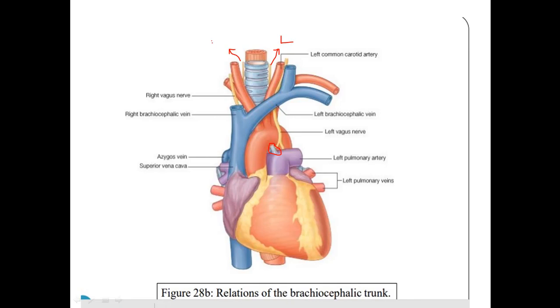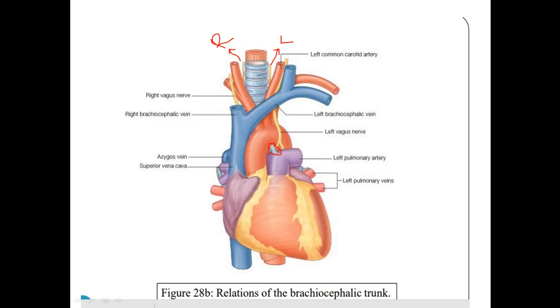As you notice, the right takes origin from the subclavian vein, sorry, from the subclavian artery. It takes origin under the subclavian artery. The left, however, takes origin under the arch of aorta. So the left is basically slightly longer than the right, and they both run between the trachea and the esophagus.